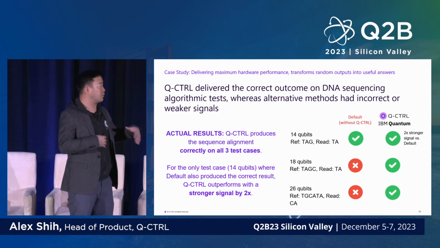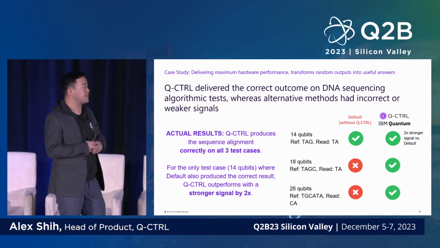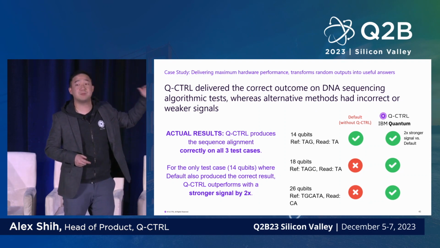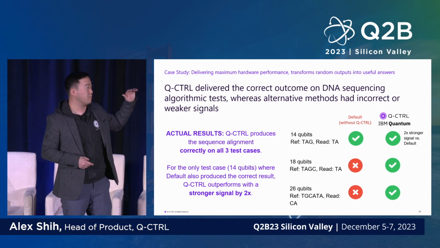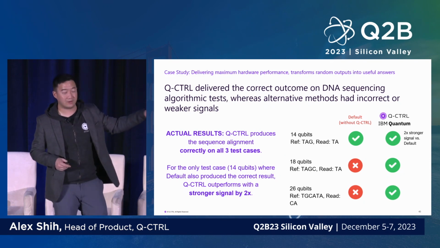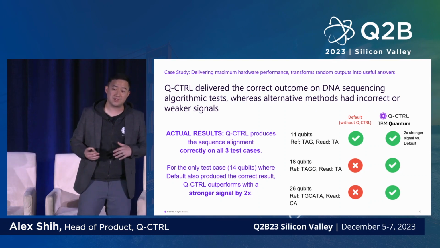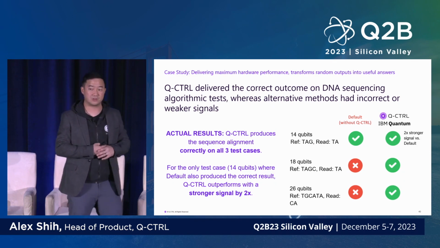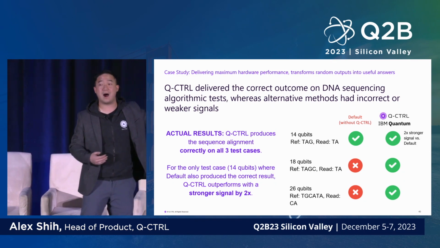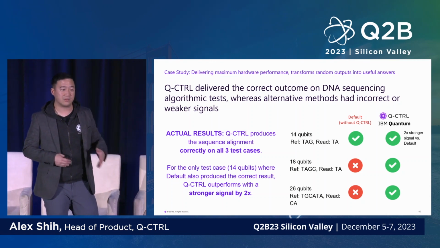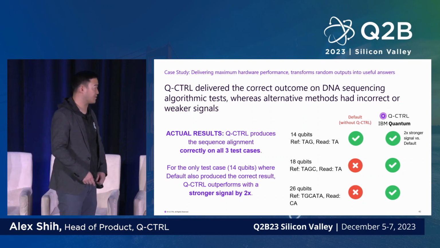The results that we showed were that with our integration with IBM, there were 3 tests that we ran. For the simplest algorithm, both with and without got the right answer, or had the right alignment. However, we actually had twice the strength and signal to indicate what the right answer was, to provide that additional confidence. For the other 2 more complex tests, only with Q-Control turned on was the right answer outputted.